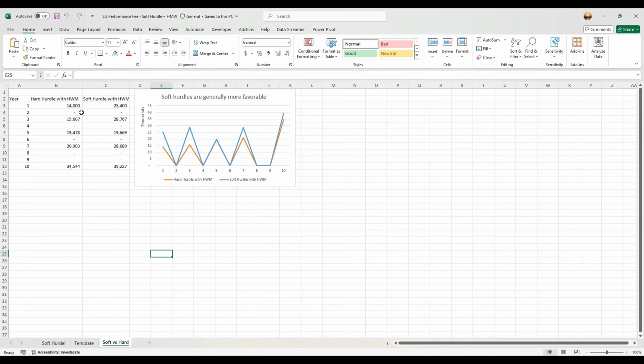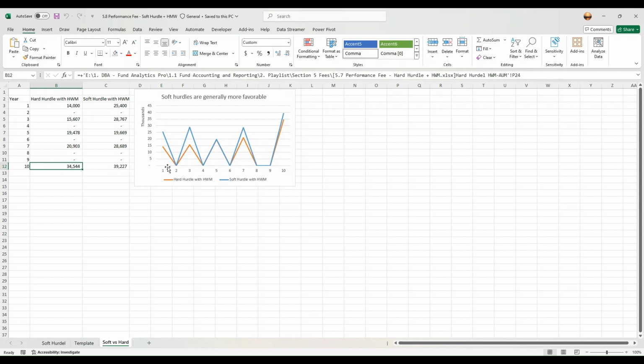Let's compare the result of the two high watermark models. In the hard hurdle model, this is the performance fee we have been charged. This is more GP favorable. Every year, the performance fee in a soft hurdle model is higher than the hard hurdle model, because the performance base is going back to the entire profit rather than just above the hurdle. So this is a very detailed and clear picture of what the result looks like.